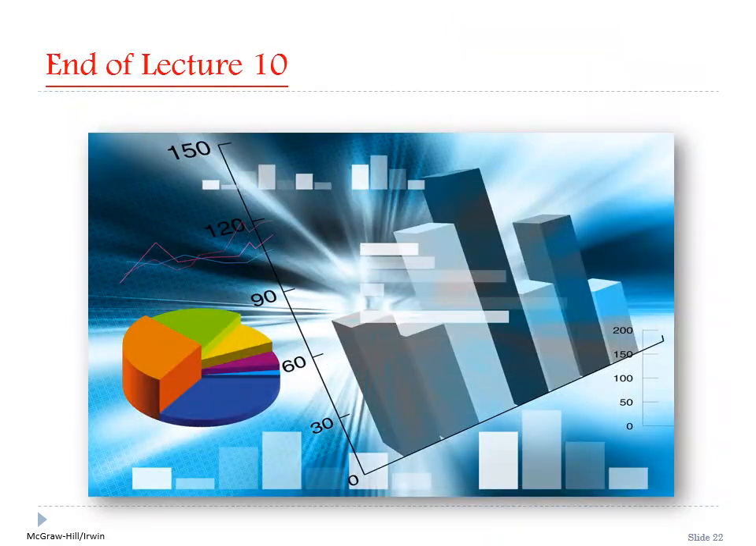At this slide, we reached the end of lecture 10. We discussed two main decisions, which are whether to buy or make a part of a product, or whether to accept or reject a special order.